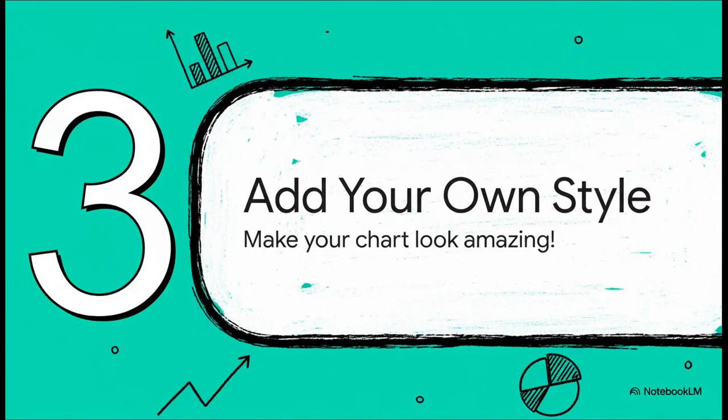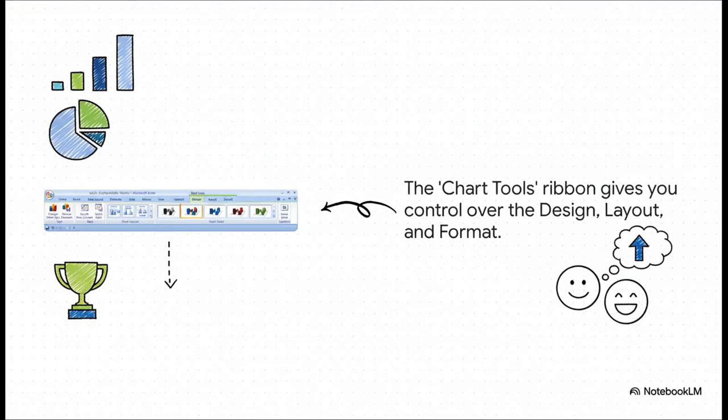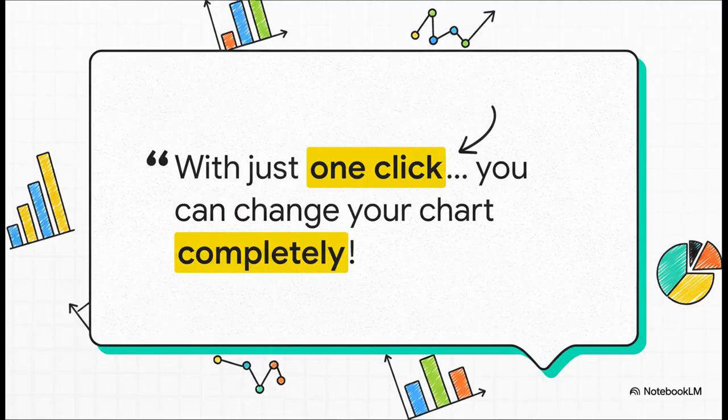But wait, there's more. And this is the fun part. You don't have to stick with the boring default look. You can actually become an artist and give your chart some style. Let's find out how to make your chart look absolutely amazing. So whenever you click on your chart, you'll see the special menu pop up at the top. It's called Chart Tools. Now, the 2 most important tabs for you are Design and Format. Think of these as your magic wands. This is where you can change everything, the colors, the styles, so much stuff. And you don't need to be some professional designer, not at all. Because with just one click, you can change the entire chart completely. You want to see? Let's check it out.